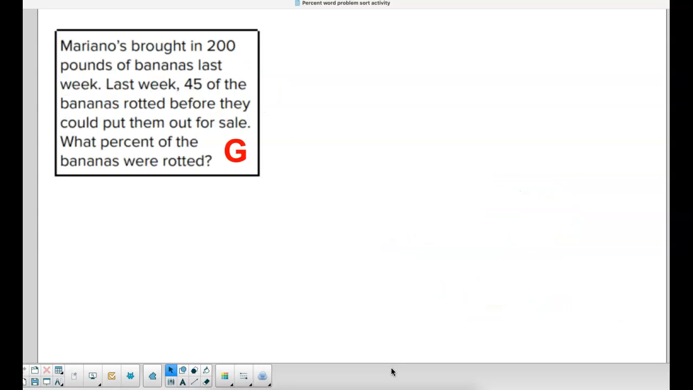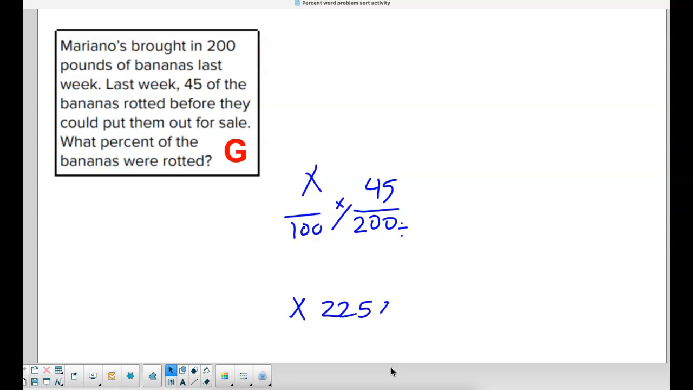Okay, G. Who's got letter G? Kennedy's coming up. Thank you, Kennedy. So we don't know the percent, so it's x over 100. And then 45 would be on the top because it's the part, and 200 would be on the bottom because it's the whole. Then you multiply 45 and 100 and divide by 200, which would leave x being 22.5%. Perfect. So 22.5% of the bananas were rotted before they could sell them.